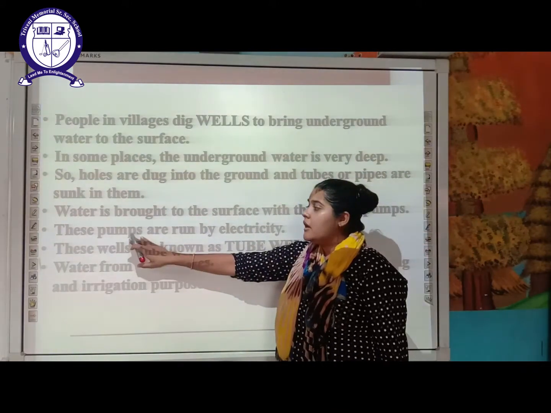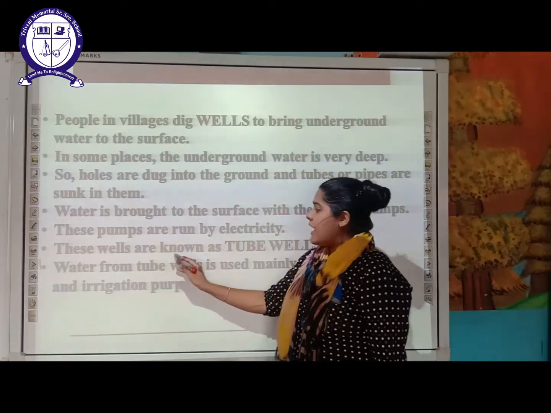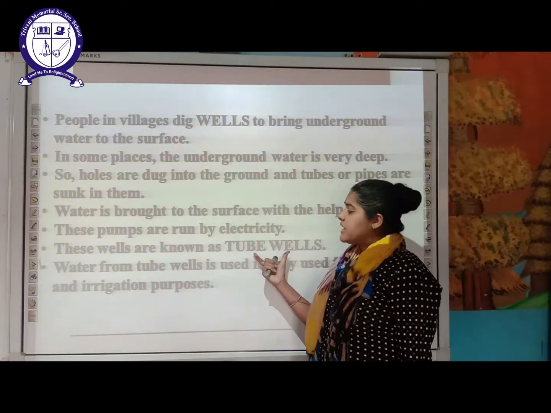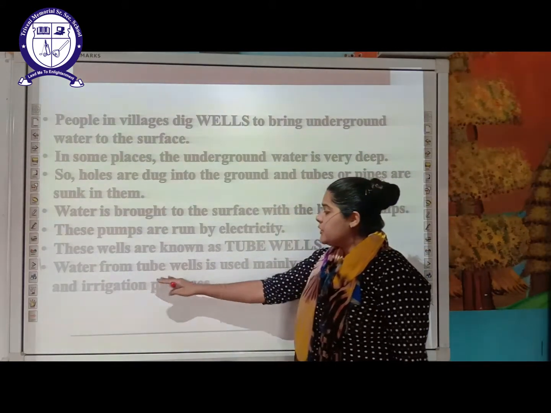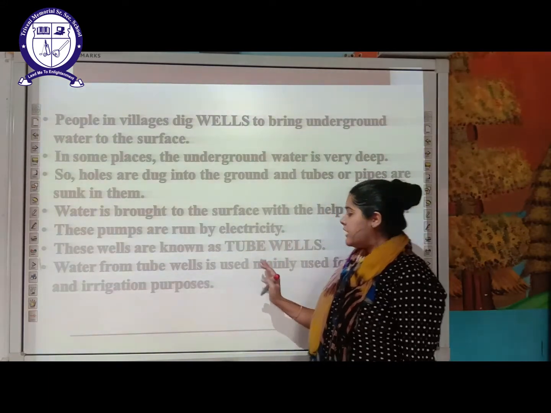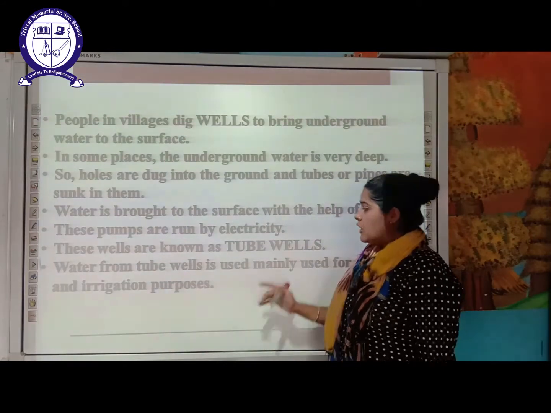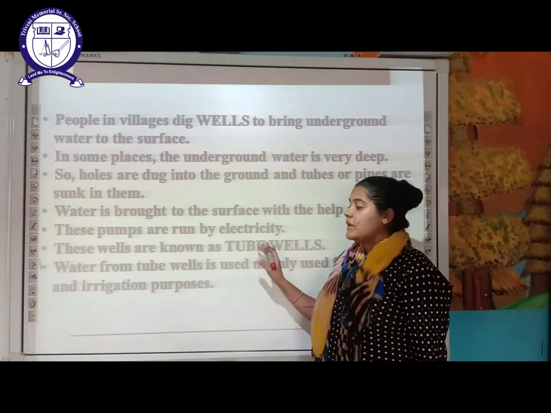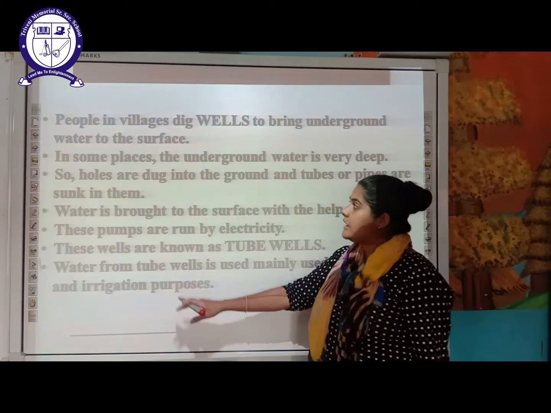How are these pumps running? They are using electricity. So these wells are known as tube wells. Such types of wells are considered tube wells. What can the water from tube wells be used for? They are used mainly for drinking as well as irrigation purposes. So water obtained from tube wells is important because it can be used for drinking as well as irrigation.